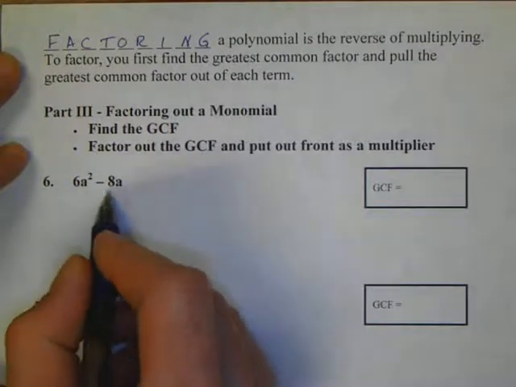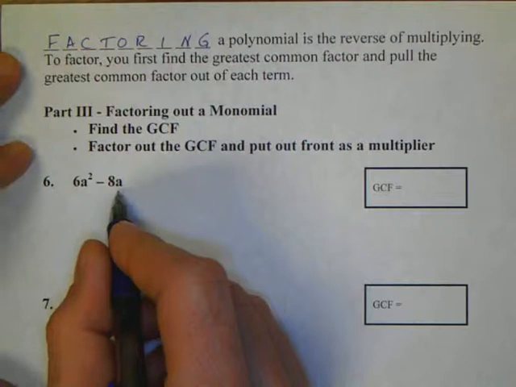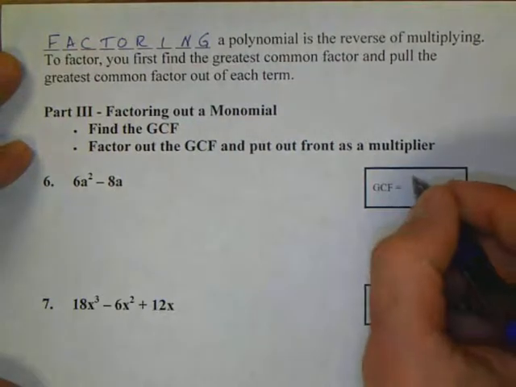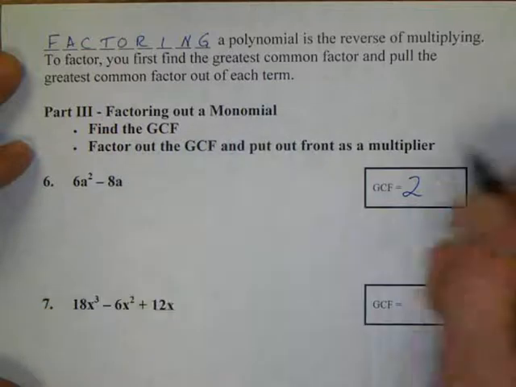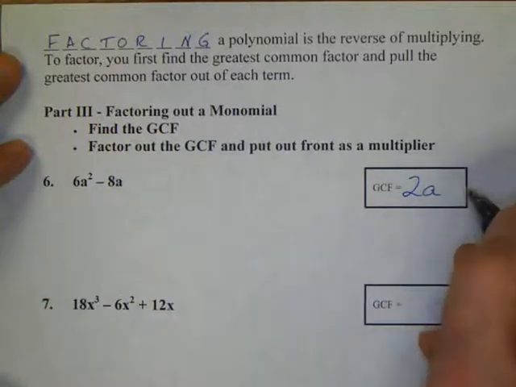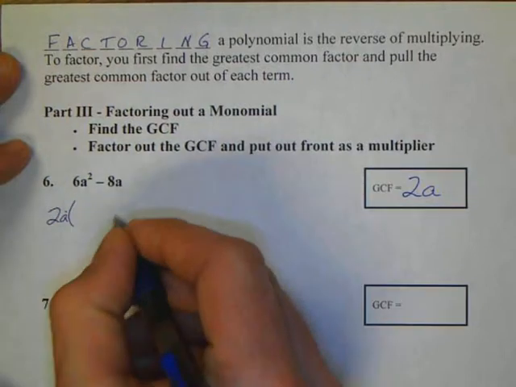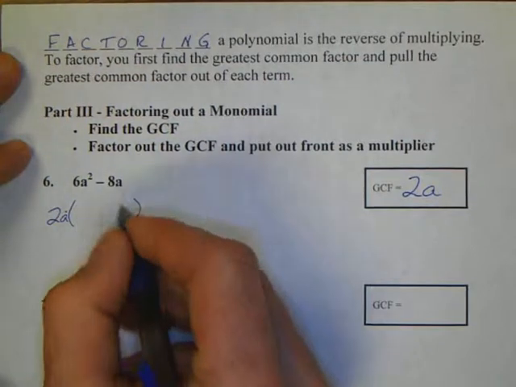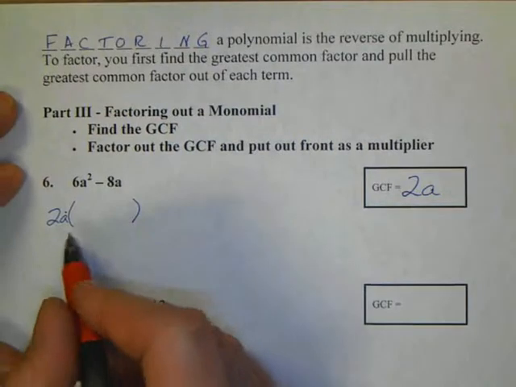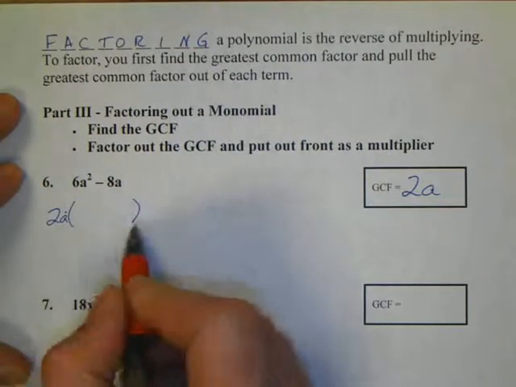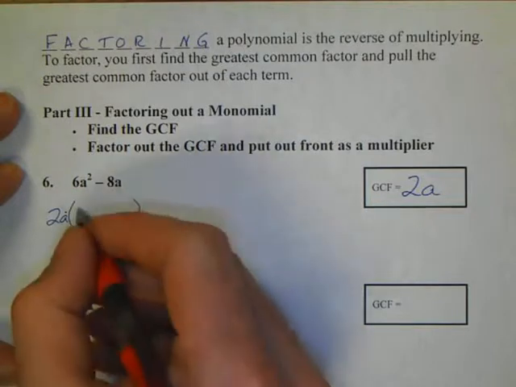Let's look at our 6a squared and our negative 8a. Well, between 6 and 8, the largest thing that goes into both of those is 2. And between a squared and a, the largest thing that goes into both of those is a. So 2a is our GCF. So I'm going to write that out front with the parentheses directly below our problem. Now, all we have to do is think backwards. Let's think of the problem that would have this as our answer.